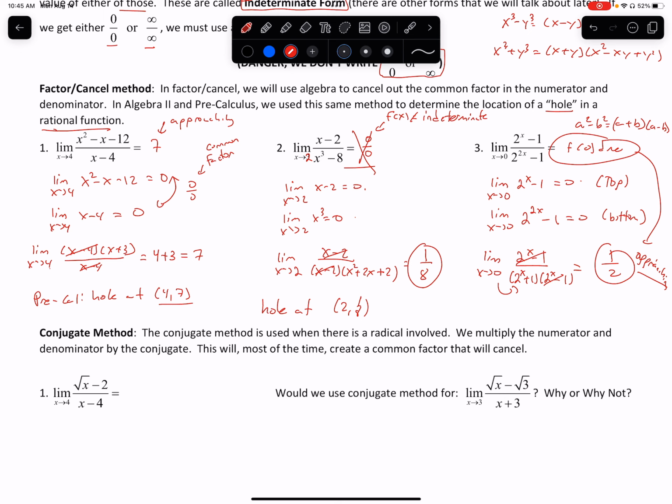What is it we are approaching? Not what the value will equal, because there's going to be a hole there, but what are we approaching? Because the value itself does not exist. We're just saying, what are we approaching?